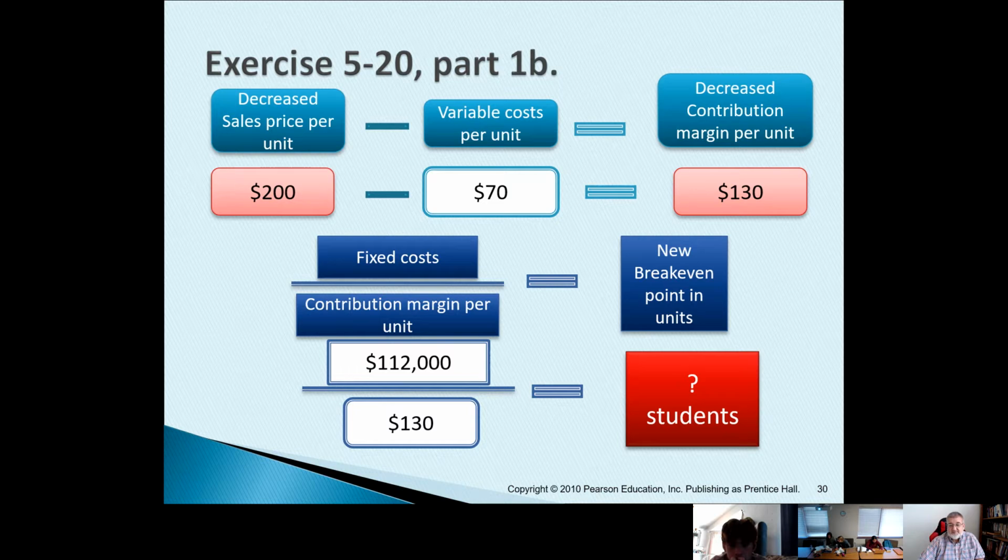What'd you get, Owen? So, actually, I don't have the book on me. Okay, well, look at the slides that I'm sharing. Okay, we changed it to 200. So what's the 112,000 divided by 130? It's about 861.5. There you go.